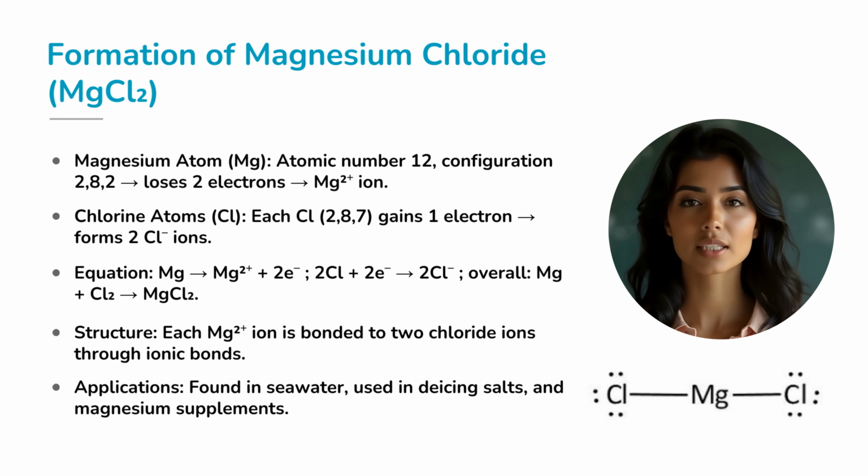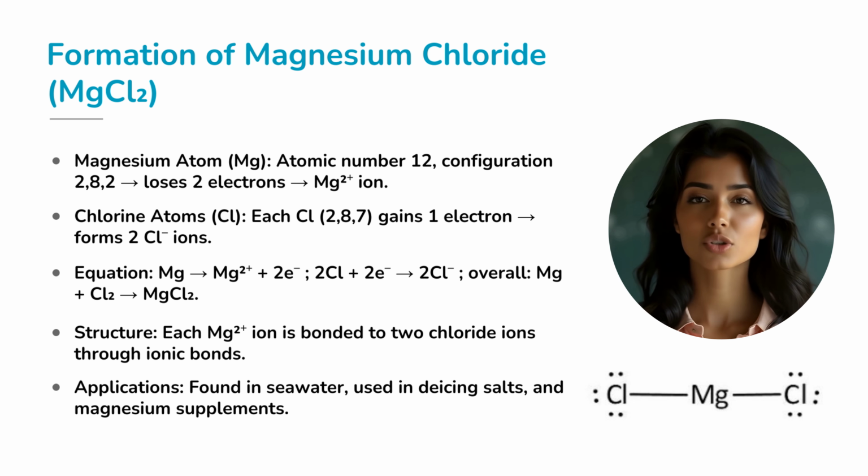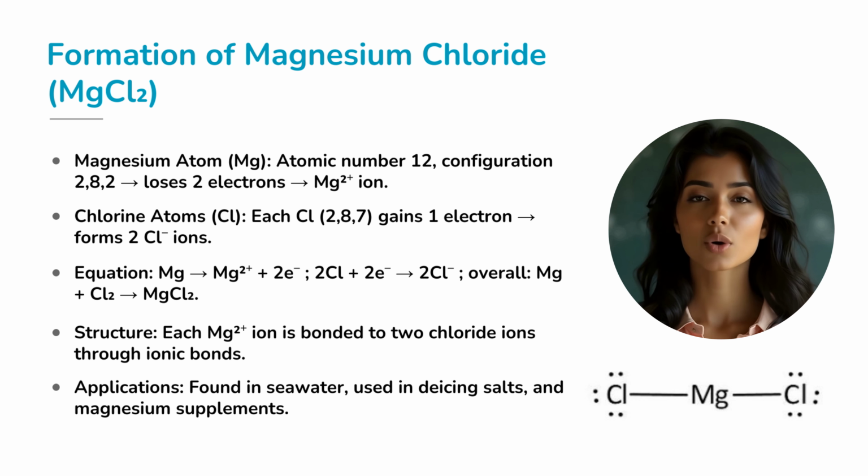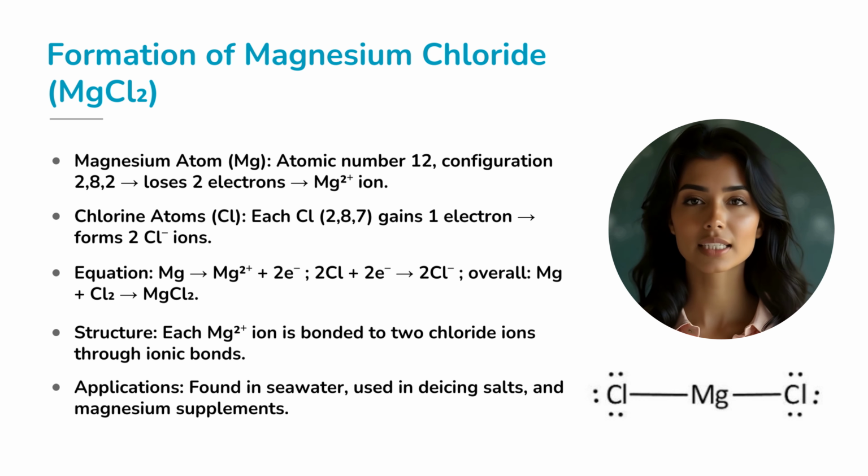Magnesium, with atomic number 12, has a configuration 2,8,2. It loses 2 electrons to form Mg2+. Each chlorine atom with configuration 2,8,7 accepts 1 electron. So, magnesium bonds with 2 chlorine atoms, giving us magnesium chloride.